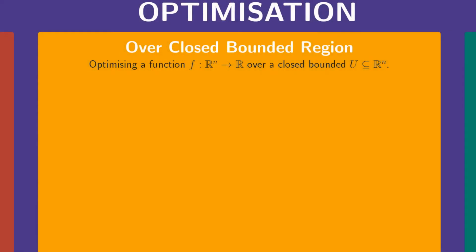Hello from R Charts. In this video I will explain how to perform optimization of continuous functions of a closed bounded region. Let's dive in. What we are dealing with here is a real function of several variables that we wish to maximize and minimize subject to constraints that determine a closed bounded domain.